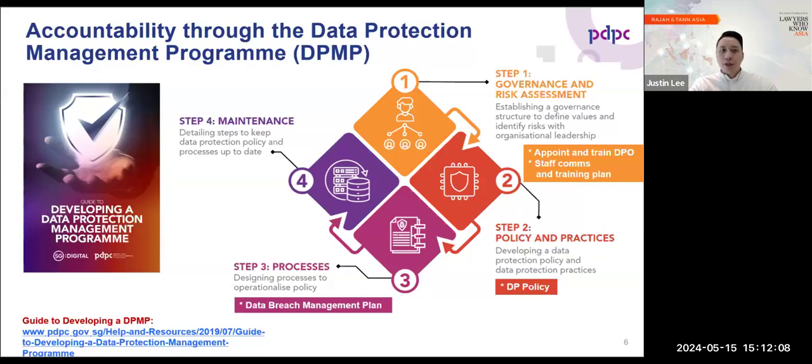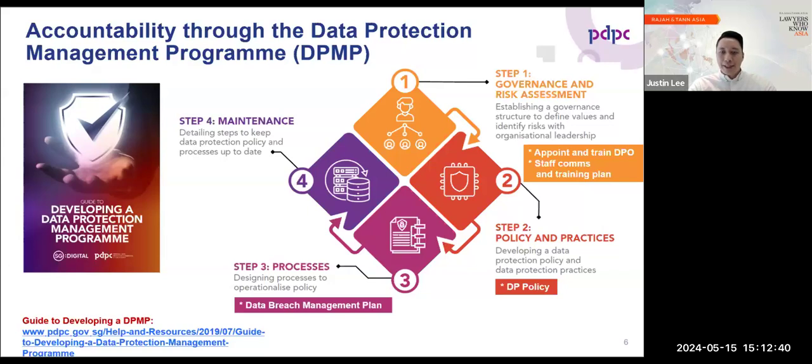I'm going to go through the different steps in a bit more detail, but just very broadly as an overview, the first step is governance and risk assessment. So it's at a very macro level, or the top level of the organization, your C-suite, your management, your directors, establishing the appropriate governance structure, setting the foundation at the top level for the overall data protection framework to exist. That's starting from the top down.